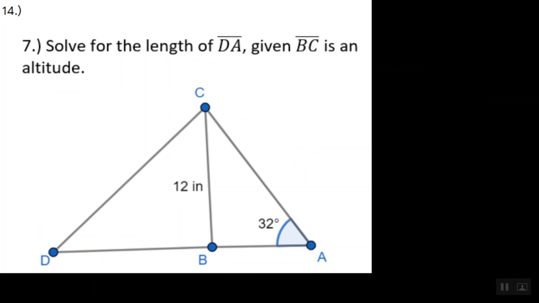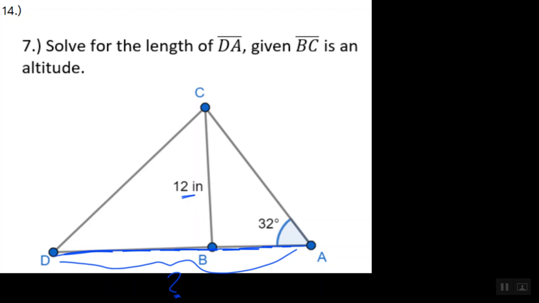Okay, here we have a very serious problem. It says solve for the length of dA given BC is an altitude. Okay, so let's really set up what this is asking us for. So firstly, it's asking us to find the length of dA. So it's asking us to find this entire length. Okay, and notice we're also given that this is an altitude.